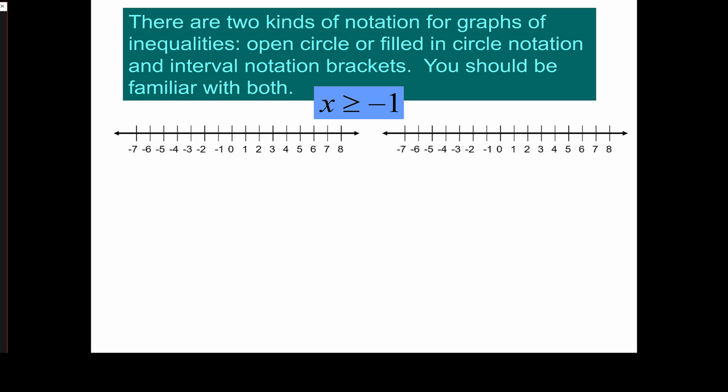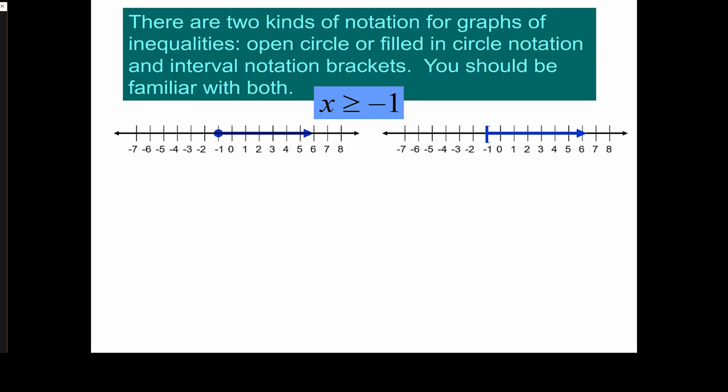Here we have x is greater than or equal to -1. So there are two types of notation. There's circle notation there. See, everything is bigger than -1, and you can see the equality symbol. In the circle notation, -1 is included as part of the solution set.